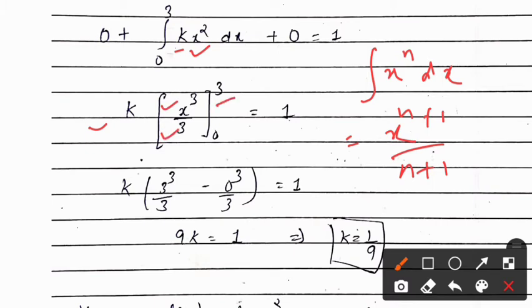Now we'll put upper limit and lower limit. In place of x we are putting here 3. So 3 cube by 3 minus, in place of x we will put here 0, so 0 cube by 3. This whole term will become 0. You just get here, and this 3 will get cancelled. You get here k into 3 square equal to 1. So 3 square is equal to 9. So 9k equal to 1. Hence the value of k is equal to 1 by 9.